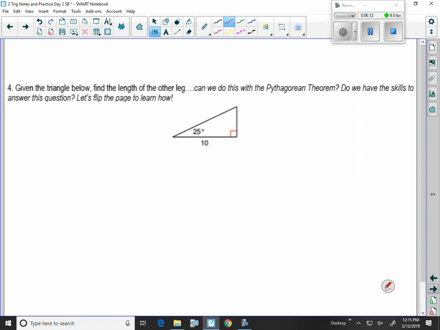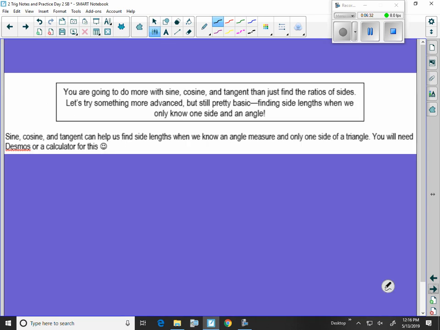Okay, number 2. Given the triangle below, find the length of the other leg. Can we do this with the Pythagorean theorem? Do we have the skills to answer this question? Actually, let's flip the page to learn how. Can we solve this Pythagorean theorem? No, we can't. Okay, go ahead and flip it over.